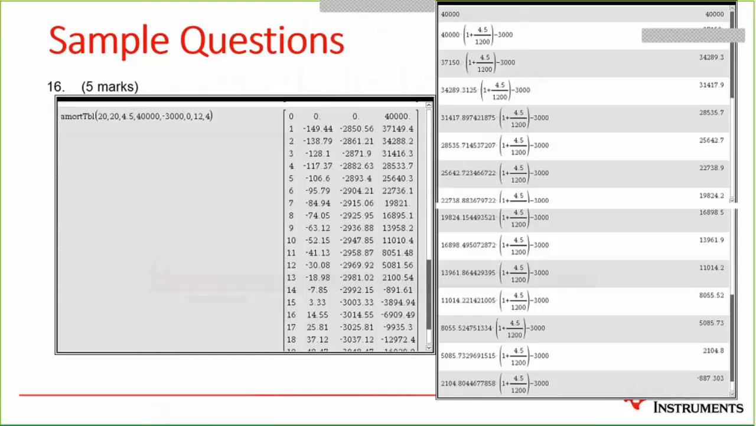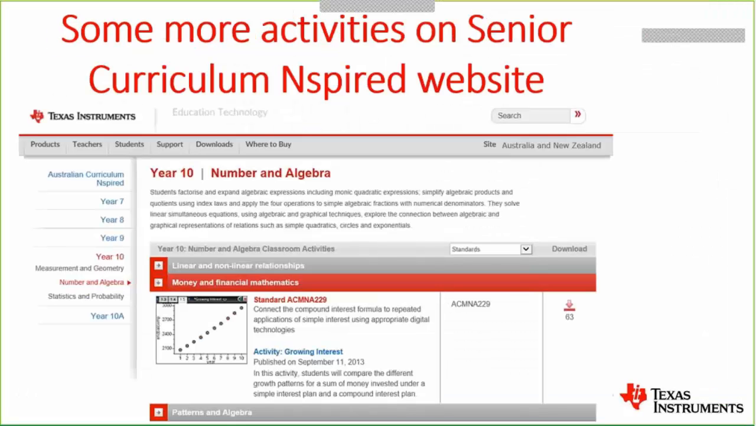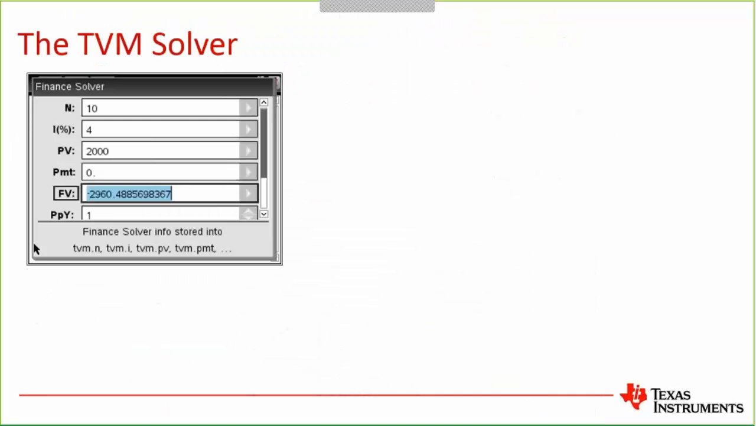Again, an amortisation table there. If you seek more ideas, and again this could be used in SAC tasks, on the Senior Curriculum Inspired website and also the Australian Curriculum Inspired website at TI, you've obviously found your way there to enrol in a webinar.